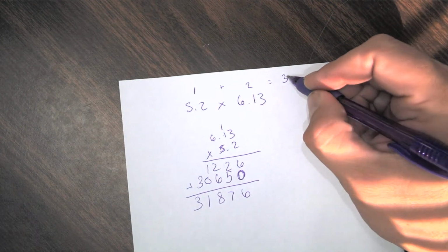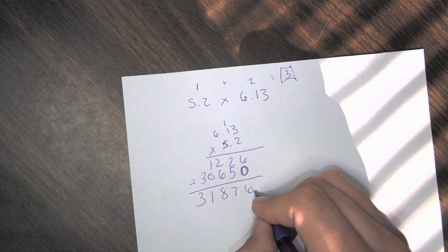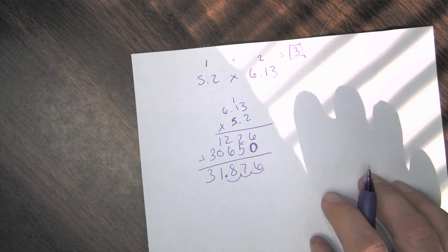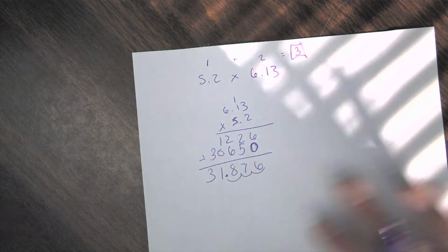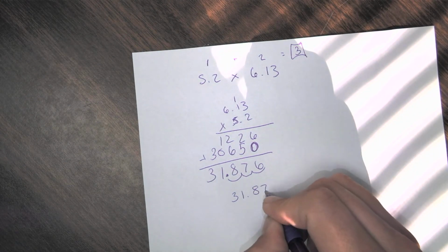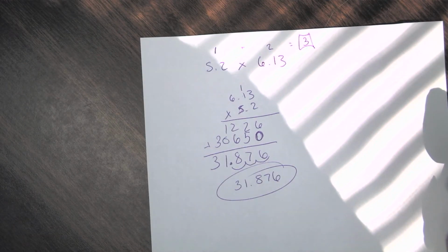Now, in the beginning, I said I had to move my decimal 3 times. So I go down to my answer. 1, 2, 3. You do not move the decimal point until you have your answer. It's got to be your answer before you do anything. So then you get 31 876 thousandths. And that would be your answer.